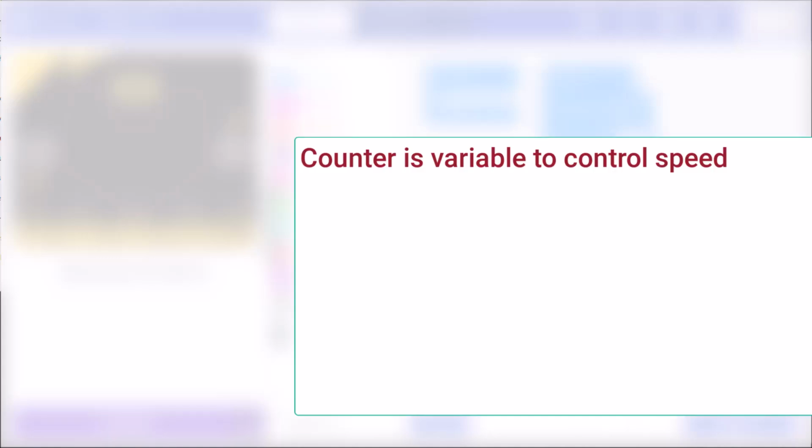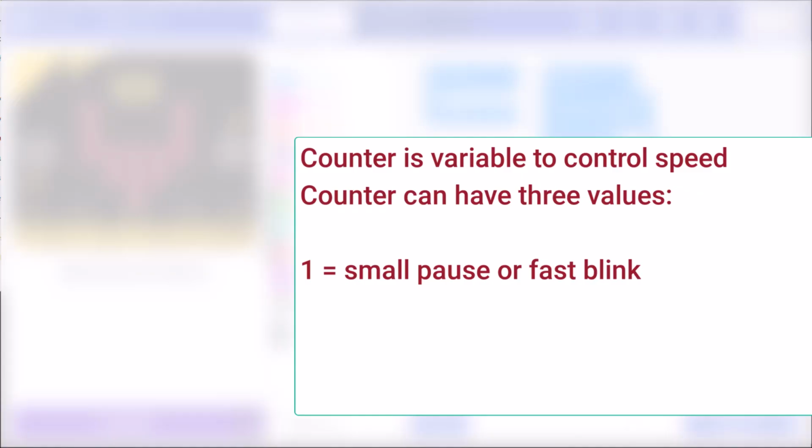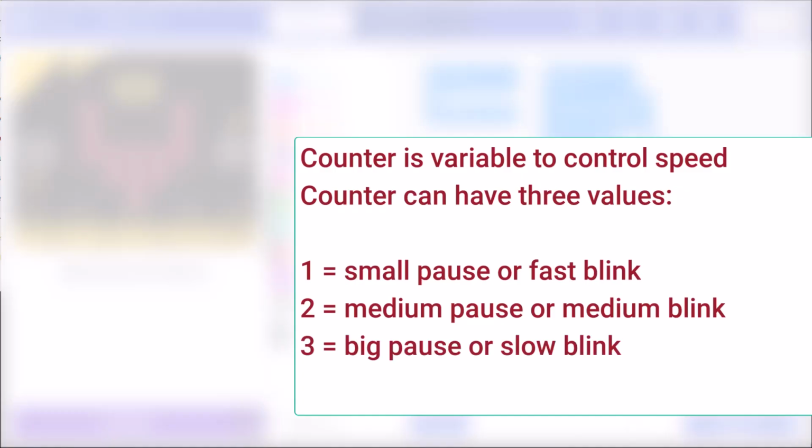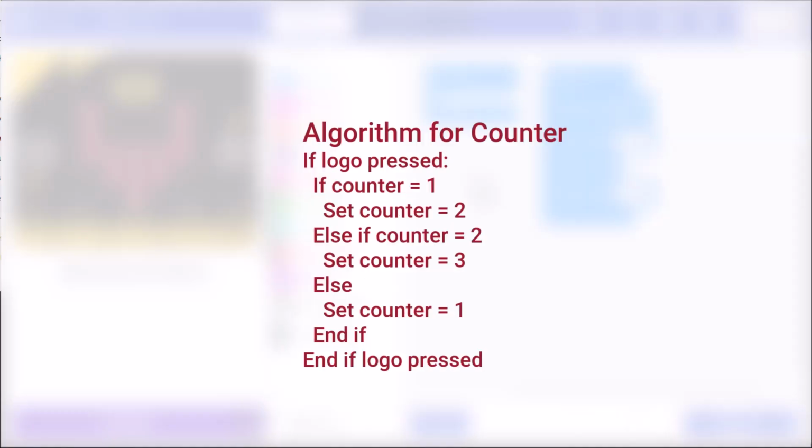To keep track of the current speed, we'll use a variable called counter. Counter will have a value from 1 to 3. A value of 1 will represent fast, 2 will represent medium, and 3 will represent slow. So when the logo is pressed, the program will change the counter to the next value. And if the counter is set at 3, it will then reset to 1. And you can see that in the algorithm on the screen.